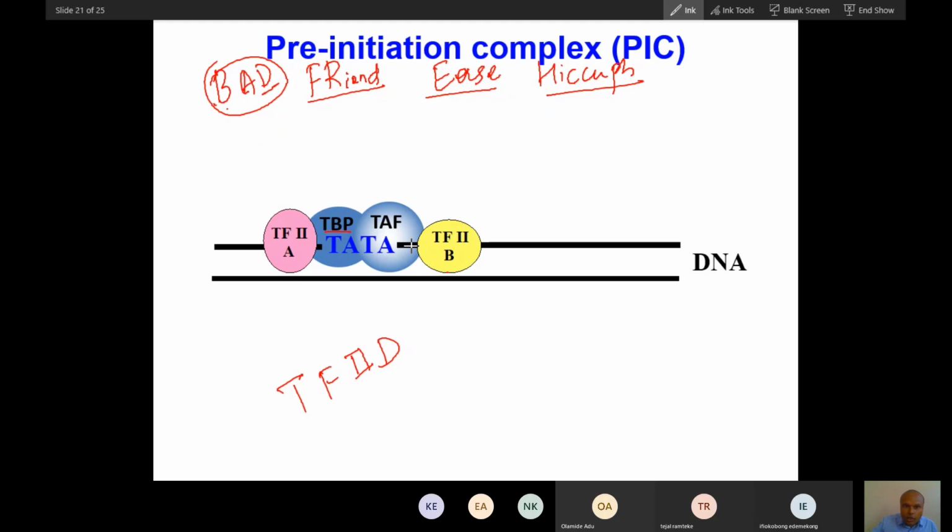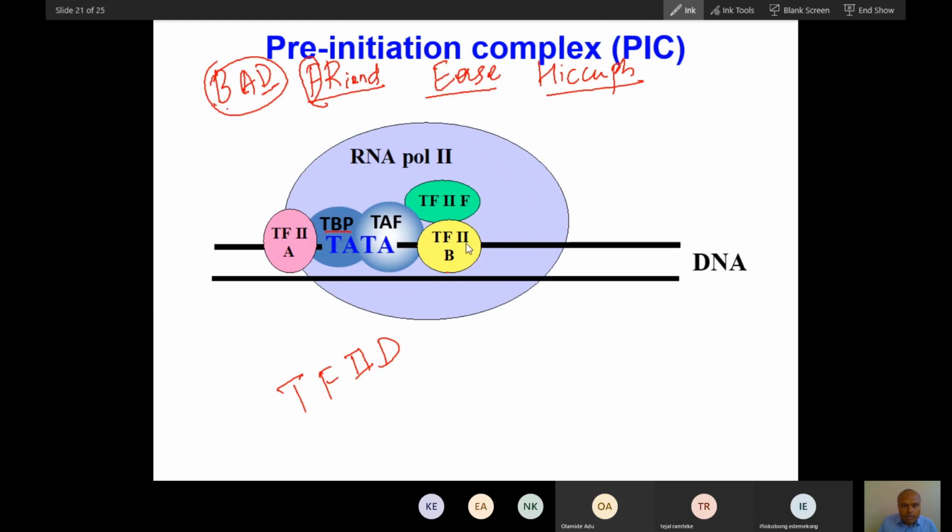So BAD, and then friend: F, transcription factor F, will combine with this RNA polymerase. This RNA polymerase 2 is helped by transcription factor 2F to bind to this BAD component. So BAD, friend, and then transcription factor E will come here. E will bind the upstream elements, and then H will come here, and H will help in melting the DNA and help in the start of the elongation phase.